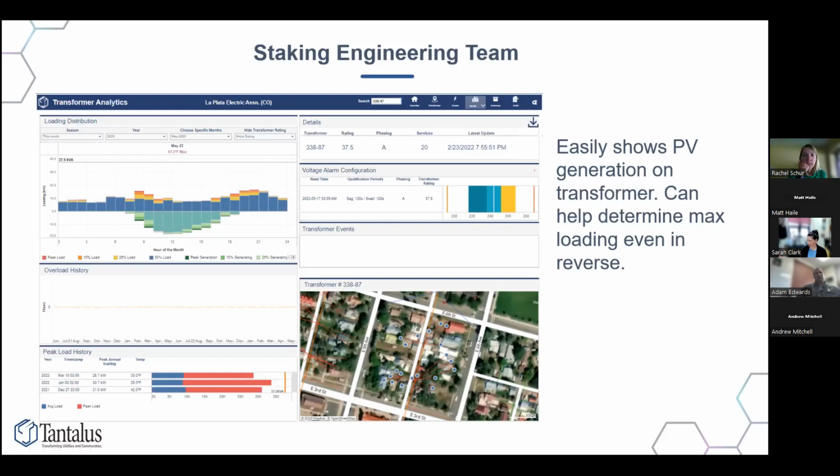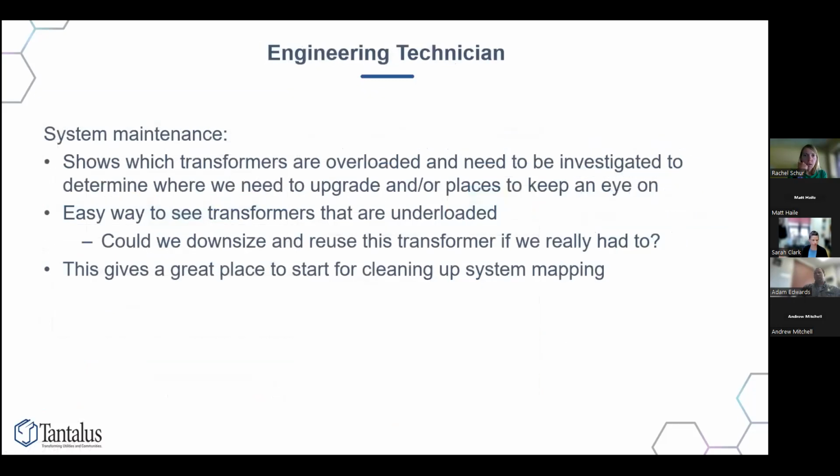You can go to the next slide. That ties into our system maintenance. Like Andrew had mentioned, it's a really good tool for seeing which transformers are overloaded and need to be dug into to see, do we need to upgrade it? Do we need to even just keep an eye on it? Like, in the future, it could be a problem. Putting that on our awareness is really nice too.